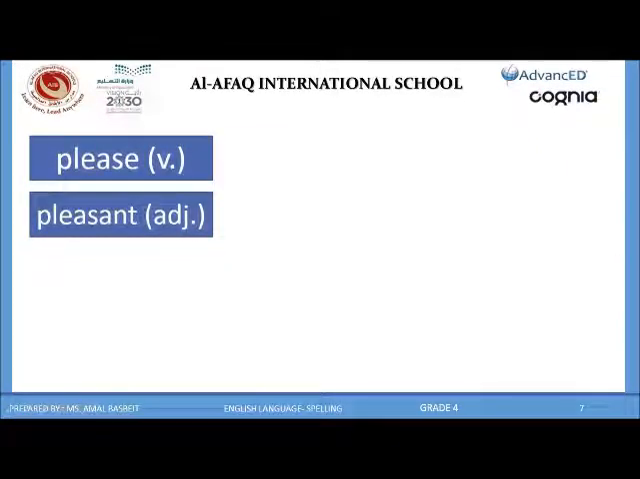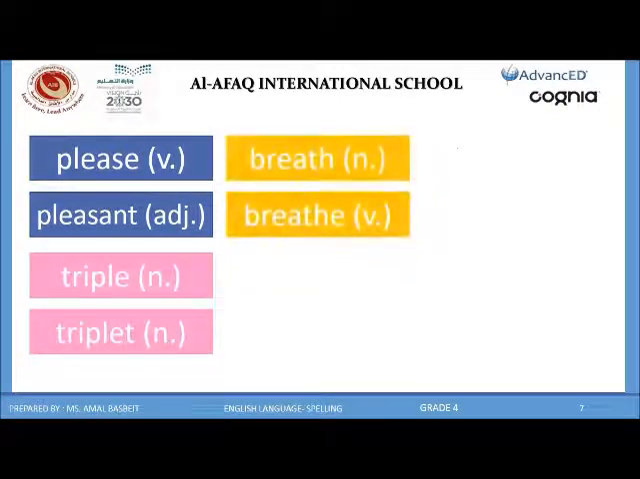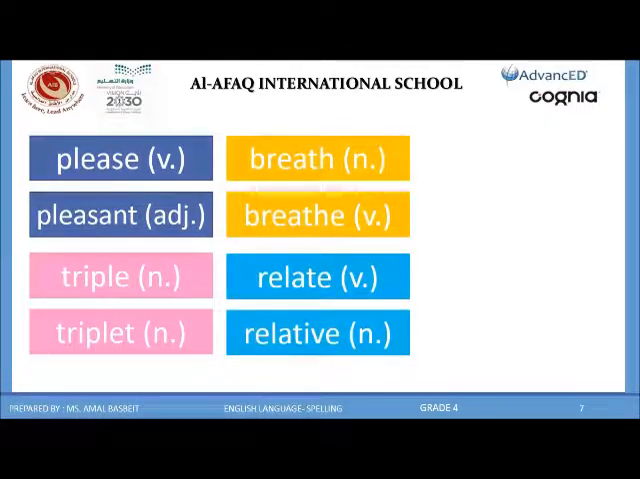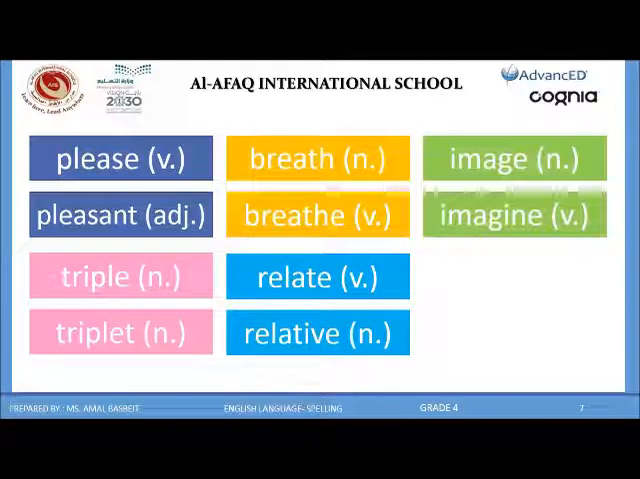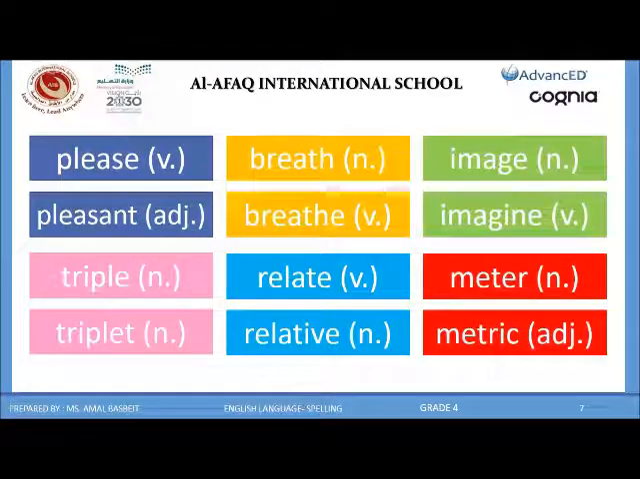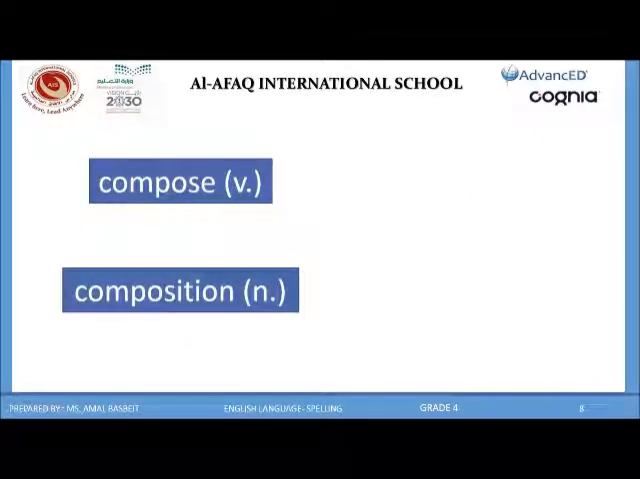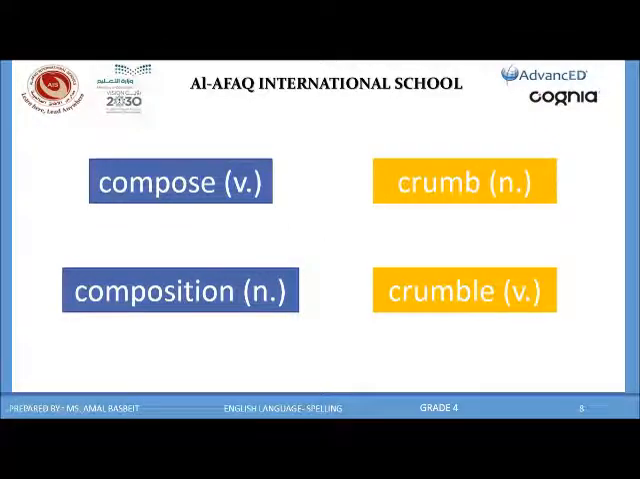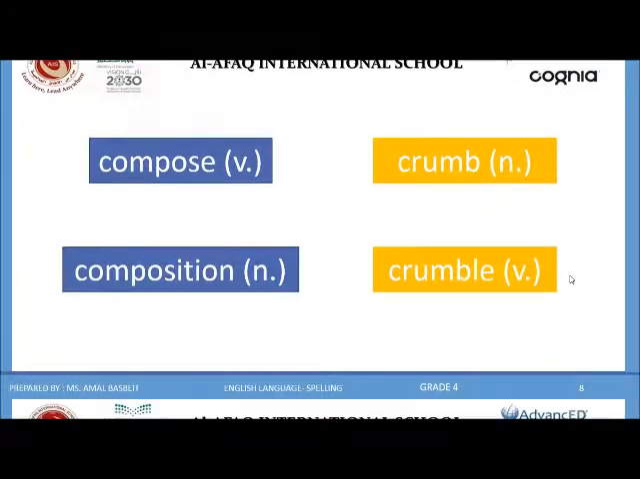Say the words after me. Please, pleasant, triple, triplet. Breath, breathe. Relate, relative. Image, imagine. Meter, metric. Look at the part of speech here. When we add the ending, the part of speech will be different. Here, compose is a verb and composition is a noun. Crumb is a noun, and crumble is a verb.